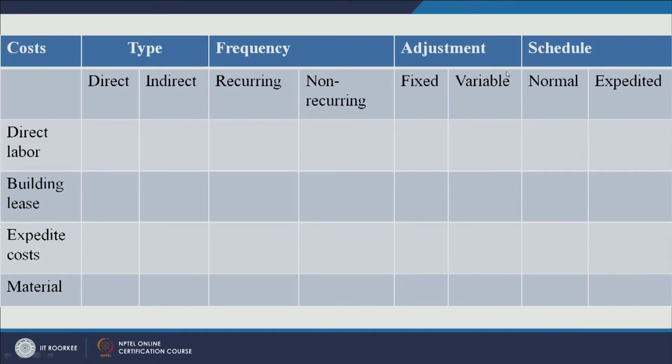Let us look at this. Is it normal or expedited? Of course, it is not expedited, so it is normal. So, you just click on all these cells of this particular row as far as this cost is concerned. What about building lease? Is this direct or indirect? What about recurring and non-recurring? Just think for a minute and give me the answer.